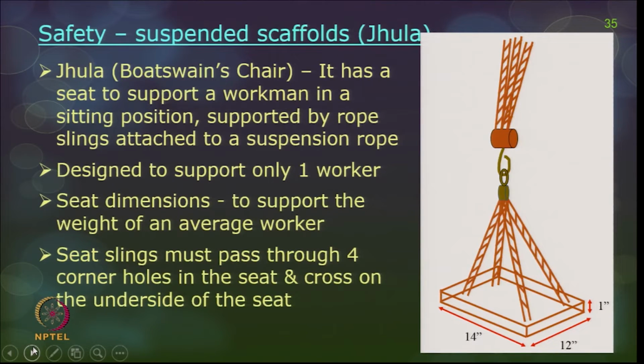It is designed to support only one worker, and the seat dimensions are given here to support the weight of an average worker, and these seat slings should pass through the 4 corner holes and should also cross on the underside of the seat. On the underside of the seat, they generally have to cross, so that it supports the worker and he is comfortable in finishing his work.